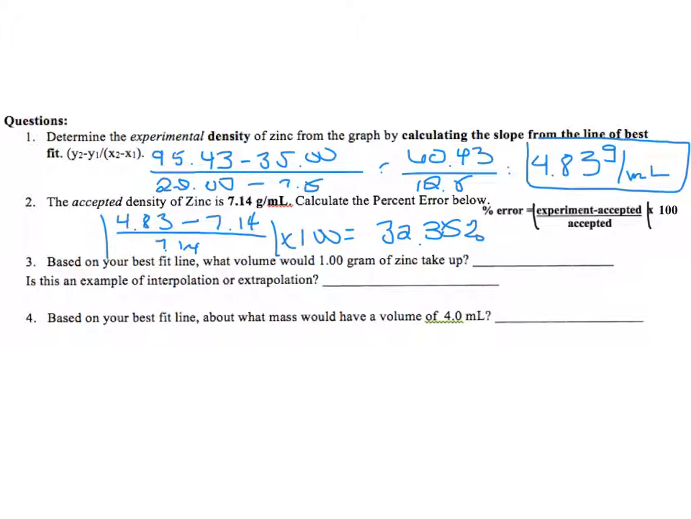So next 2 questions have to do with a couple of new vocabulary terms. So if you go back, question, based on your best fit line, what volume would 1 gram of zinc take up? We're actually going to have to estimate though. So I'm going to do a squiggle there because I'm really not sure on that, but 0.5 milliliters. Since it's outside of our data points, it's an extrapolation. So then what if we wanted to find the mass of 4 milliliters? Well, so let's say it's about 18 grams. And then since that was within our set of data points, it would be an interpolation.